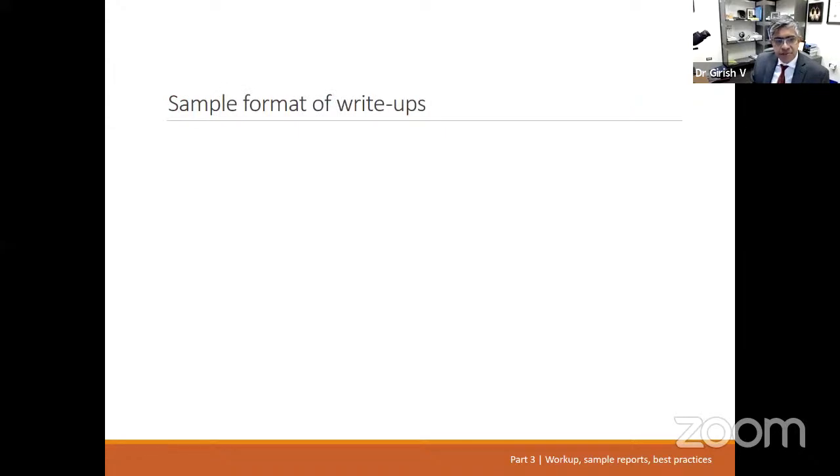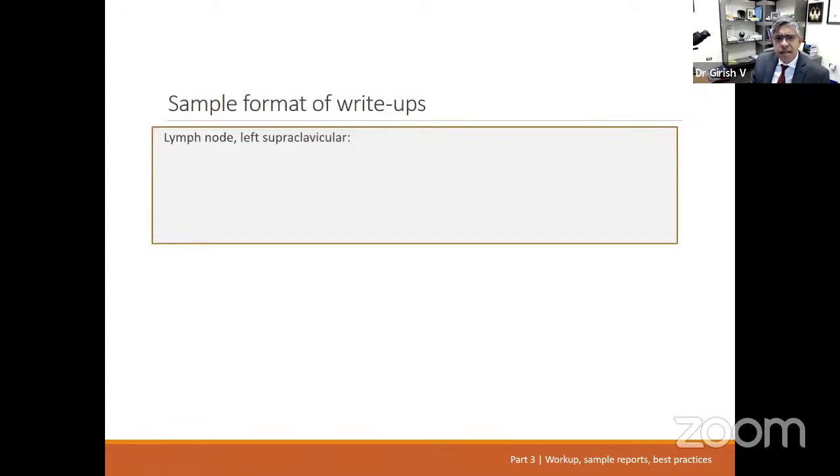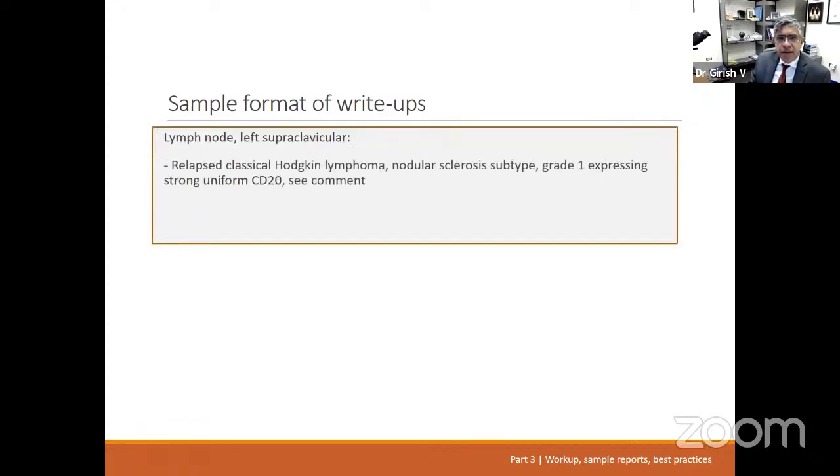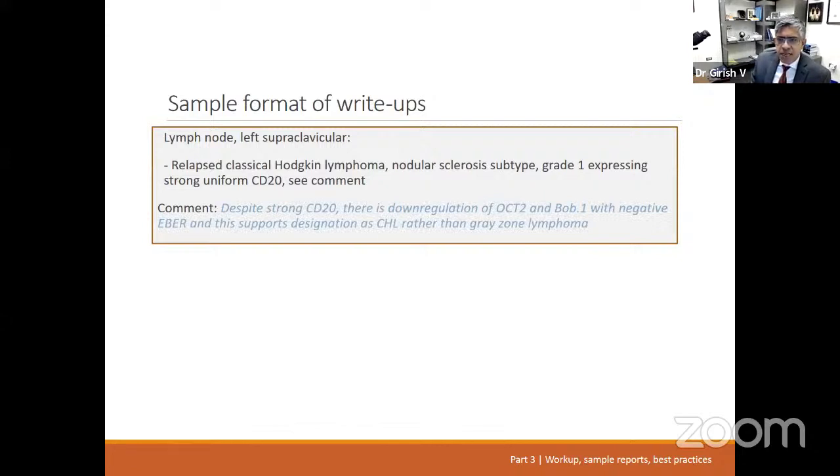So there are some sample format write-ups that I'll show you, and you can use some of these if you encounter cases. So this is a sample write-up for me, where I'll say relapsed classical Hodgkin, grade 1, expressing strong CD20. So usually I'll say words like these, they express a strong CD20. And I'll explain why I think it's still Hodgkin and not grade 1. So despite strong CD20, there's downregulation of X and Y, and there's negative EBER, and this supposed designation as CHL rather than grade 1. So it's good to put a comment like this when you say something odd. This patient was ultimately treated with salvage and auto in the relapse. So it didn't matter whether I called it Hodgkin or grade 1, honestly.